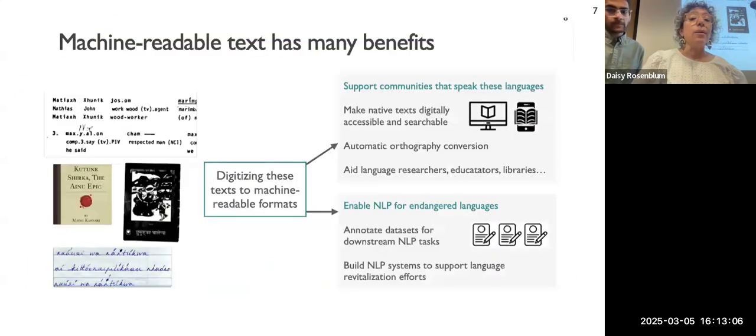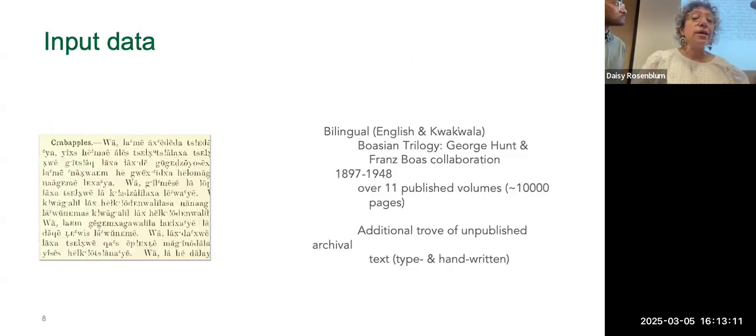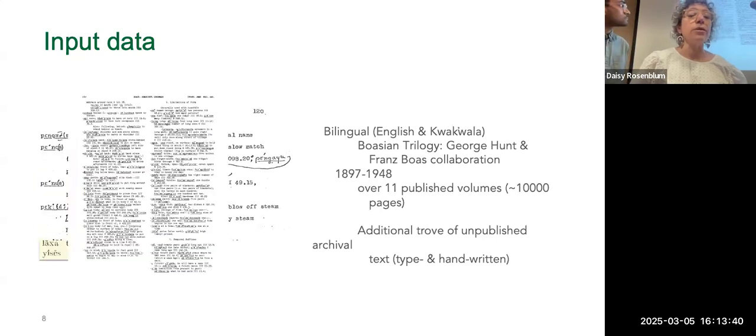Okay, so I'll skip this slide. It's just about some of the benefits. And the data, just to show you, this is some of what it looks like. They're from the first half of the 20th century. There are over 11 published volumes, and then there's a much larger trove of archival data, both typed and handwritten, that's unpublished, including a dictionary that everybody uses all the time, but isn't searchable. And there are all sorts of different complexities to that data.